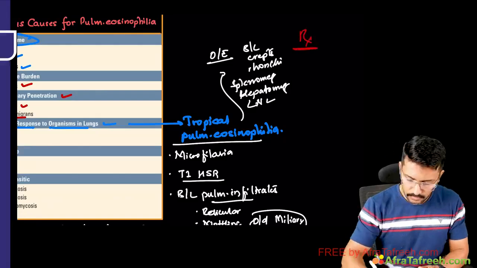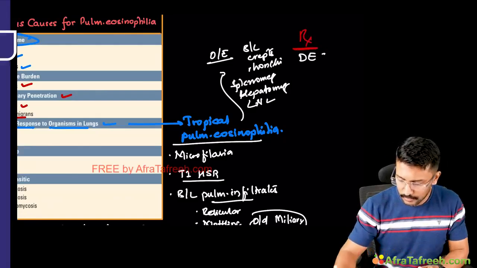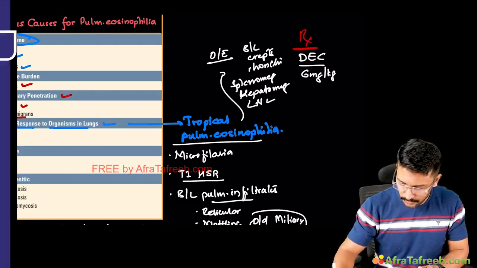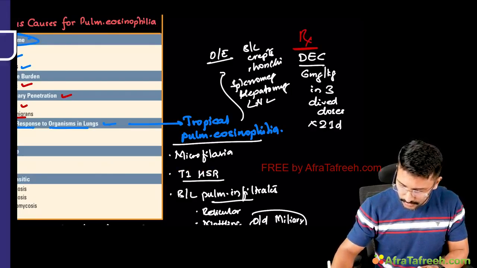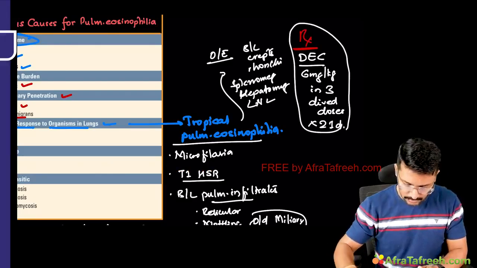Okay. And if you diagnose it as tropical pulmonary eosinophilia, how do you treat these patients? We have to remember that the drug of choice is diethylcarbamazine. The dose is 6 milligrams per kg in 3 divided doses for a duration of 21 days. Okay, so this is how we treat these patients.